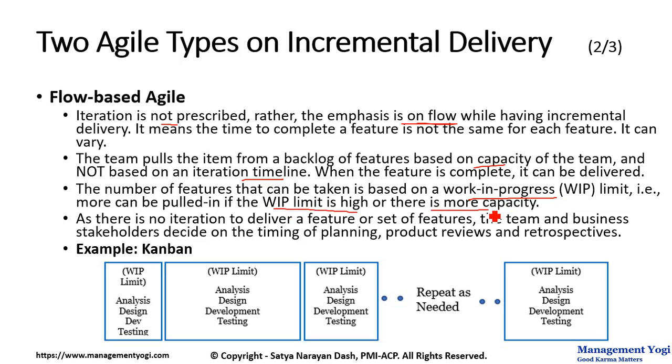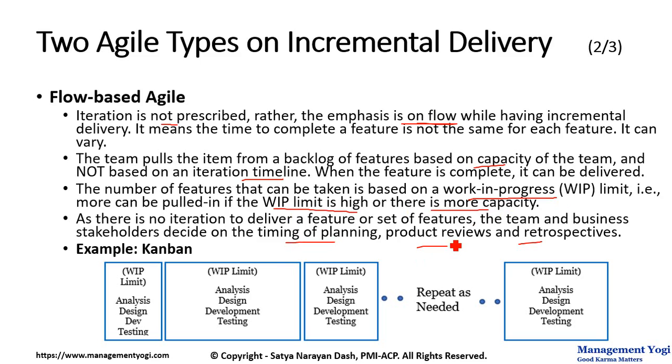As there is no iteration to deliver a feature or a set of features, the team and the business stakeholders decide on the timing of planning, product reviews, and retrospectives. In iteration-based Agile, in every iteration, you will have planning, product reviews, and iteration retrospectives. Here, the decision to have planning or reviews or retrospectives will be made by the team and the business stakeholders.